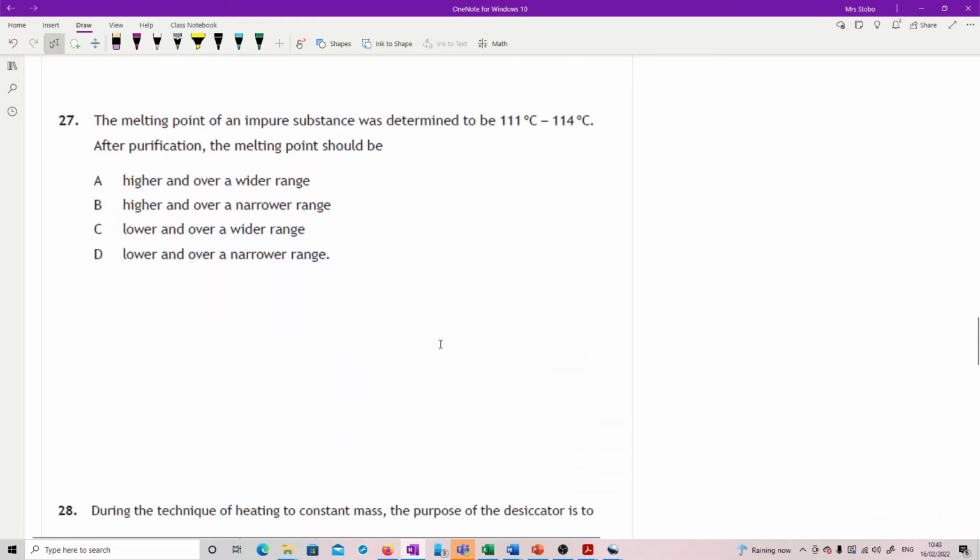Question 27. The melting point of an impure substance was determined to be 111 degrees C to 114. Okay, impure, saying this is impure. After purification, melting point should be... So if I purify the substance, for a start, I should end up with a much narrower range because I have more precision about what I've got there, and it should be top end. Okay, so B.